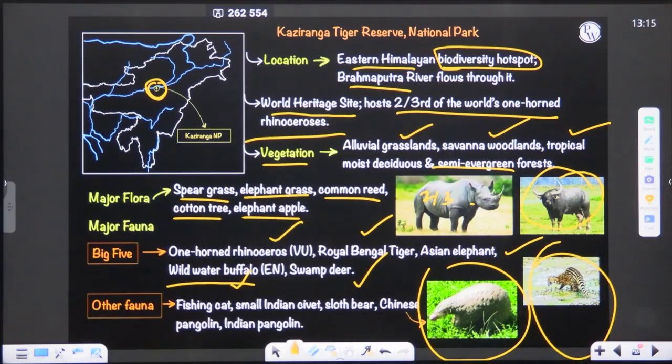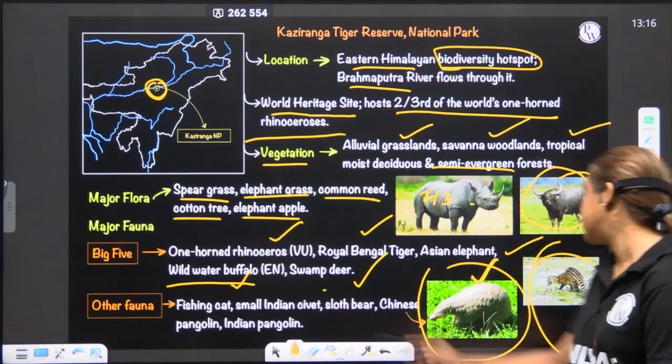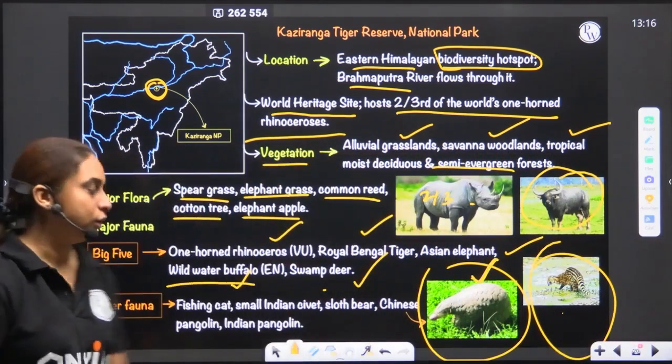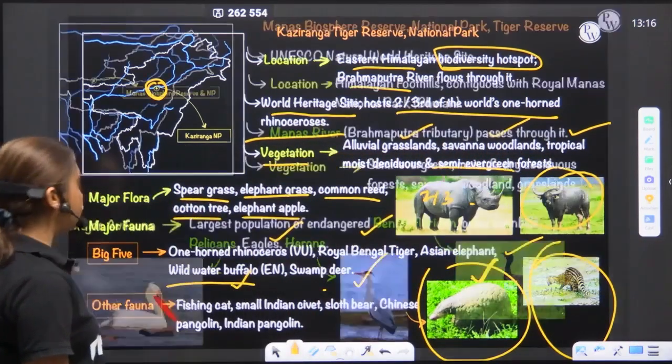The other fauna, you have pangolin, very famous for the medicinal properties, Chinese pangolin, Indian pangolin, fishing cat, you have civet. This is the civet that we have, Indian civet. So these are the other fauna that you have for the Kaziranga National Park.